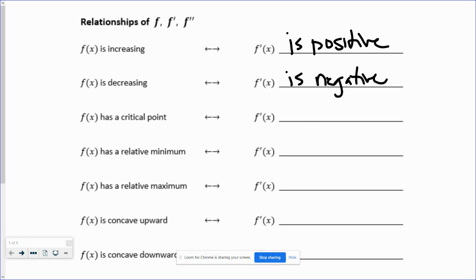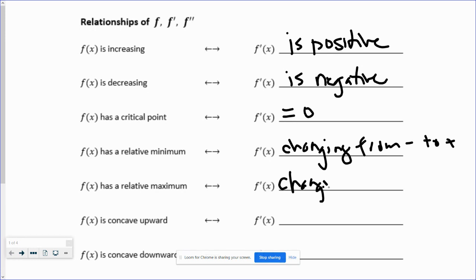When f has a critical point, f prime of x is equal to 0, or is undefined. Most of the time if we're looking at a graph, we're usually thinking where it's equal to 0. F of x has a relative minimum. F prime of x should be changing from negative to positive. F of x has a relative maximum when f prime of x is changing from positive to negative.